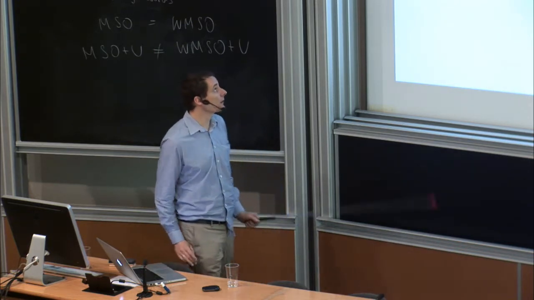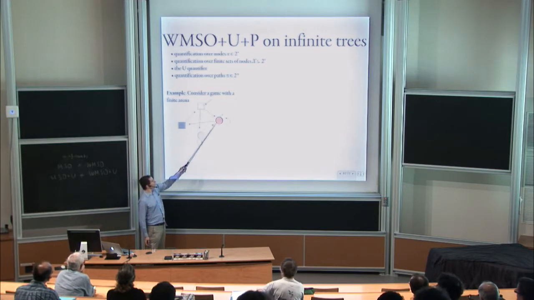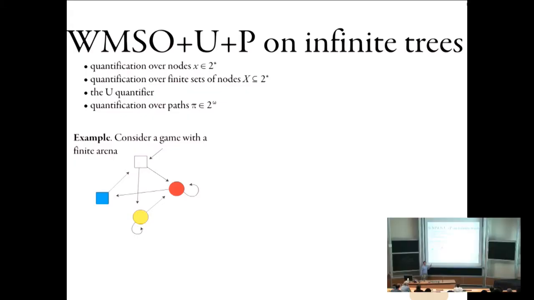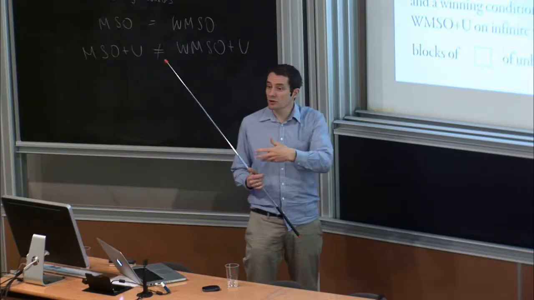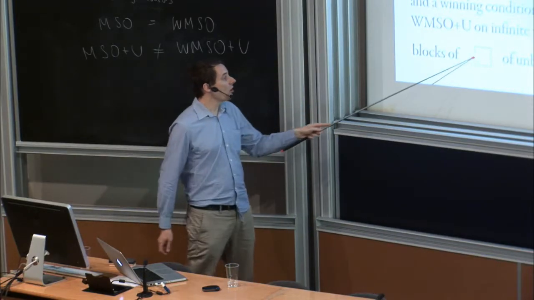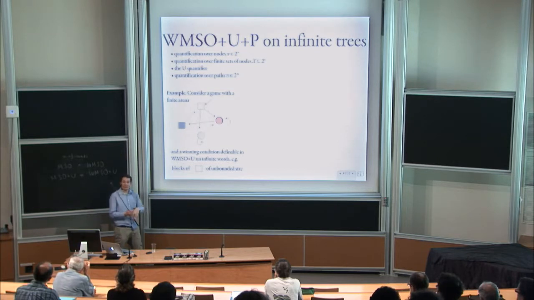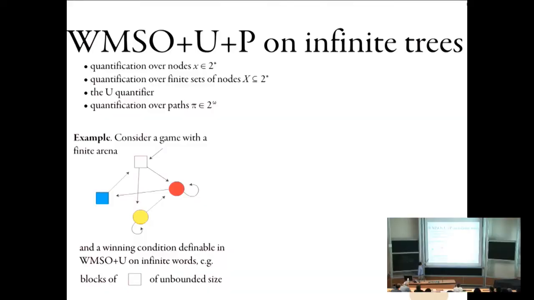So here's an example. Suppose that you have a game with a finite arena, like as in parity games, okay? But your winning condition, say for player box, is definable in weak MSO+U on infinite words. So you get a sequence of positions, and then your winning condition says something like, blocks of this position have unbounded size. Don't try to read this particular game, it doesn't make any sense. So here, if you're in this position, you immediately have to leave it, so you will have at most one consecutive position of this type. So there's no way you can win with this condition. But you see the idea.